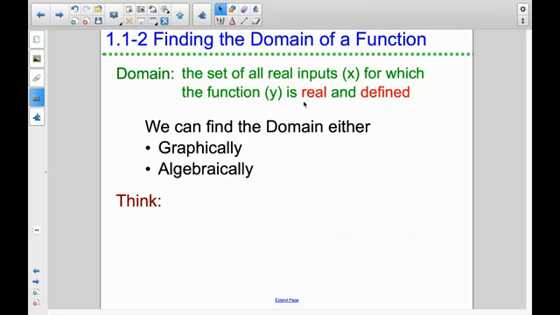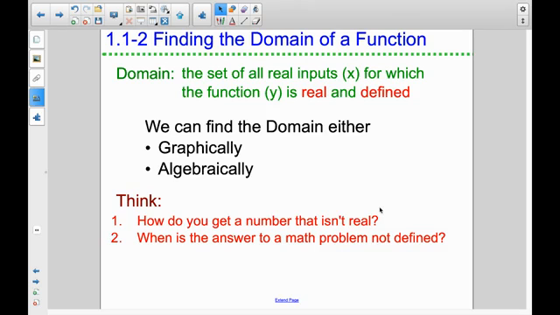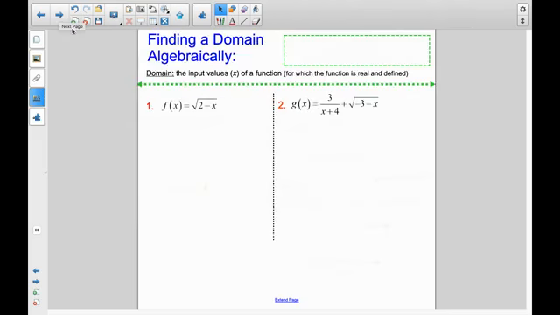So let's think about these two conditions here. How do you get a number that isn't real? Well, numbers that aren't real are imaginary numbers, like complex numbers. They come from trying to take the square root of something that's negative. When is the answer to a math problem not defined? The only thing we're going to look at at this point in pre-cal is that something is undefined if you try and divide by zero. You divide by zero, you end up with something that's undefined. So let's have a go at some examples.